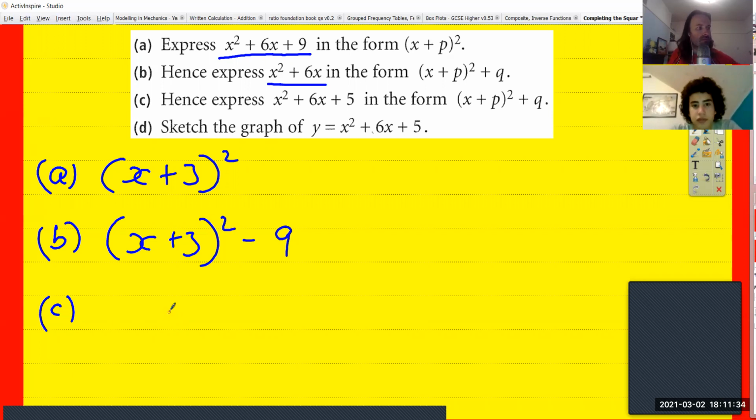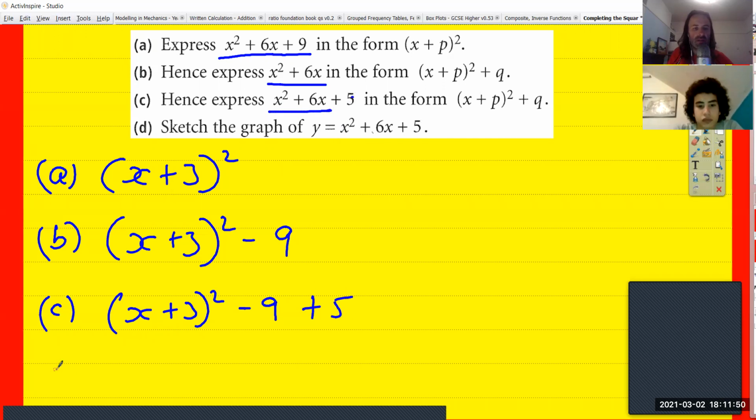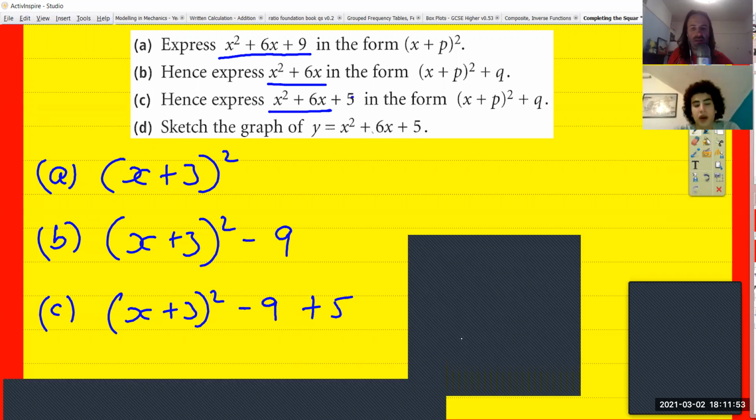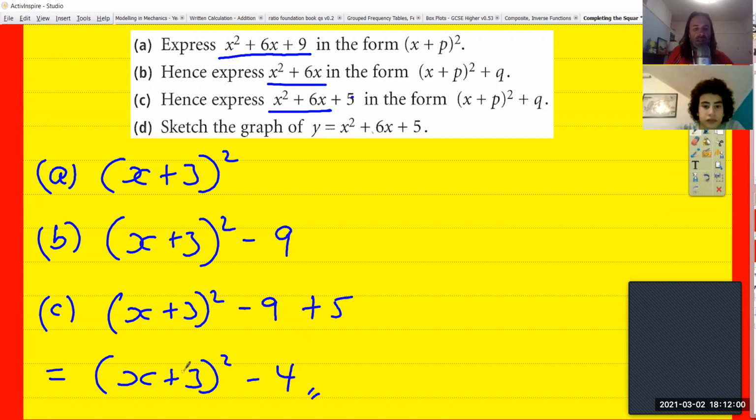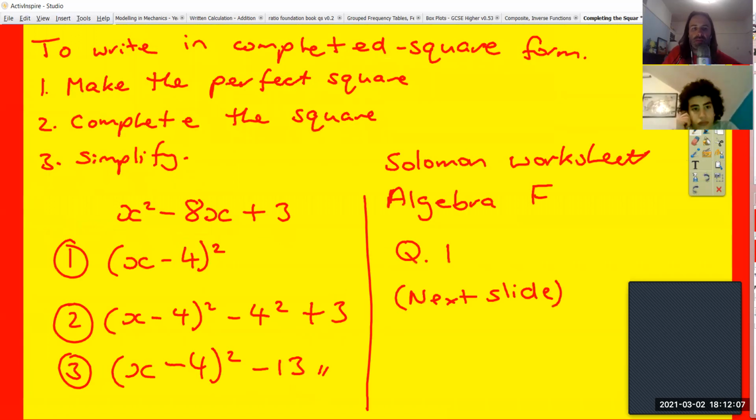x plus 3 squared minus 5. That's it. x plus 3 squared, minus 9 is this part, and then plus 5. So what would you get? Minus 4. Yeah, so it's x plus 3 squared and then minus 4. Okay, we know what we're doing.